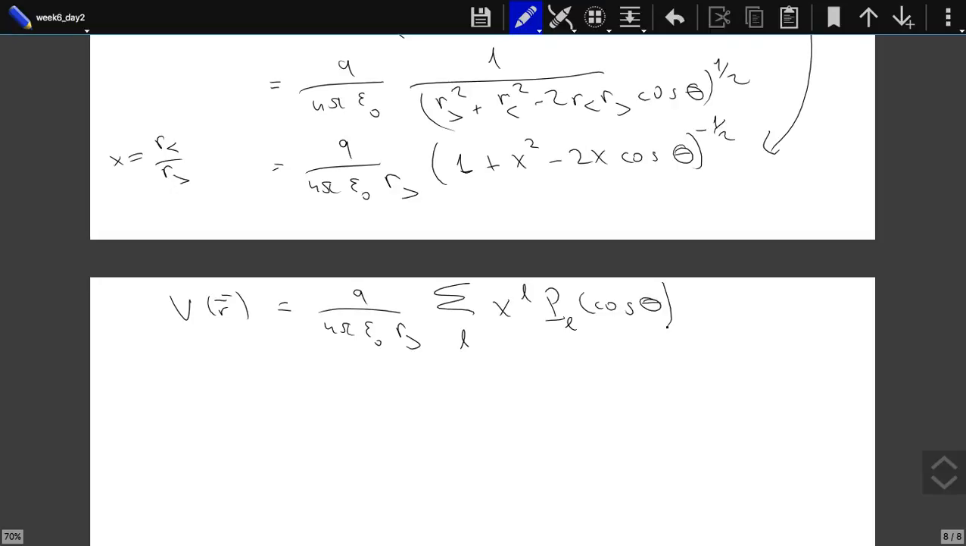Now comes the uniqueness theorem. The uniqueness theorem tells us that the potential is unique. No matter which method you use to obtain it, whatever form it might take, they should be equal. Well, this basically tells me that (1 + x^2 - 2x cos θ)^(-1/2) is equal to the sum of x^L P_L(cos θ).